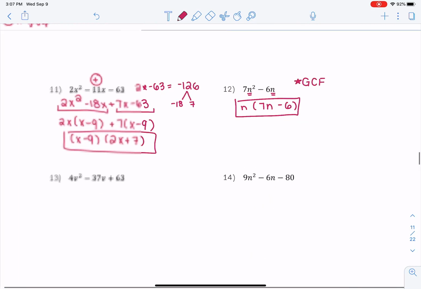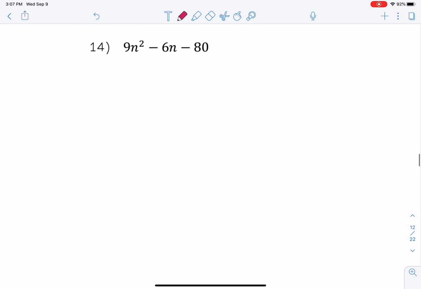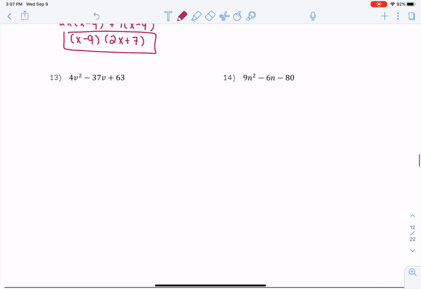Now I'm going to leave number 13 to you because it's the same as the others, so make sure you check your answers in the notes. And let's just try this last one because this one's a little bit different. So, actually, you know what? I'm going to leave both of these to you. How about that?